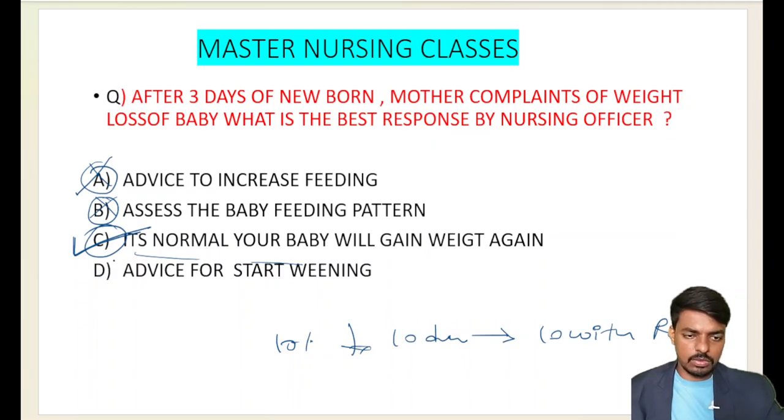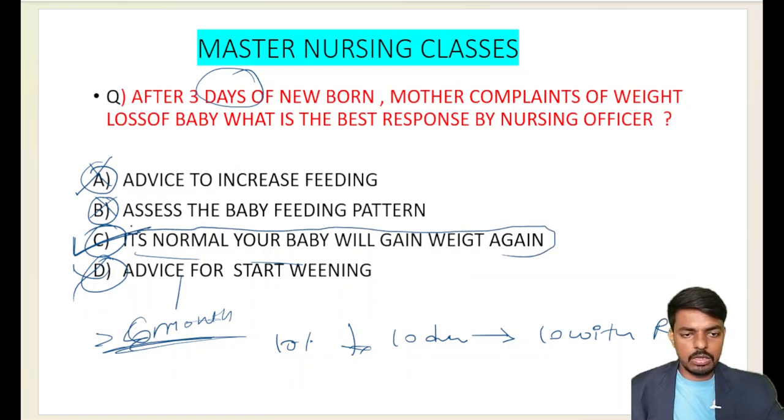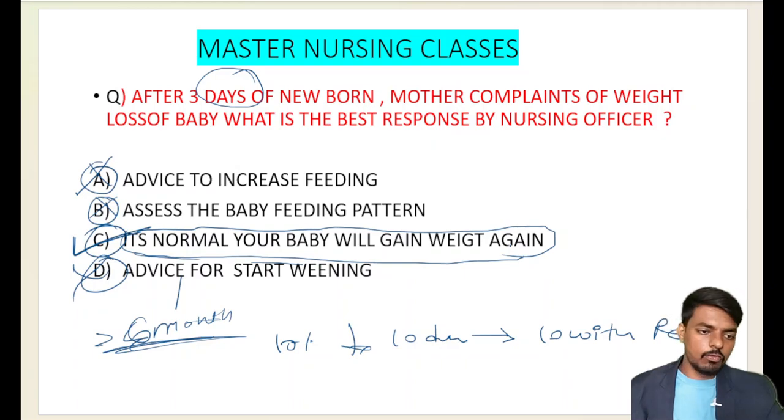Another option: start weaning. When will we start weaning? We will start after 6 completed months. If 6 months are completed, we will start weaning. The baby is only 3 days old, so we will not start weaning. So your answer for the question is: it's normal, your baby will gain weight again. Very important. Let me move to the next question.